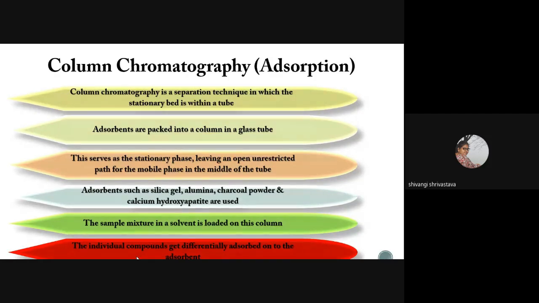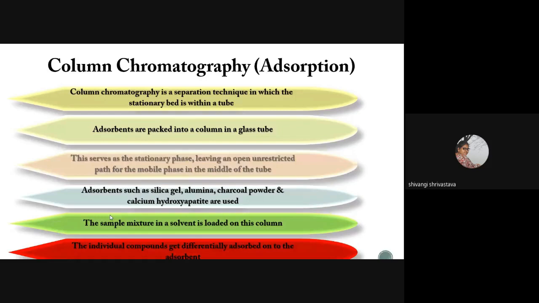And if you simply want to understand it, we use a column which looks like a burette, but its thickness or diameter is more than a burette. In that column we produce a stationary bed, which is made up of adsorbents like silica, alumina, charcoal powder. Sometimes we use soda lime, because this stationary phase leaves an open unrestricted path for the mobile phase in the middle of the tube.